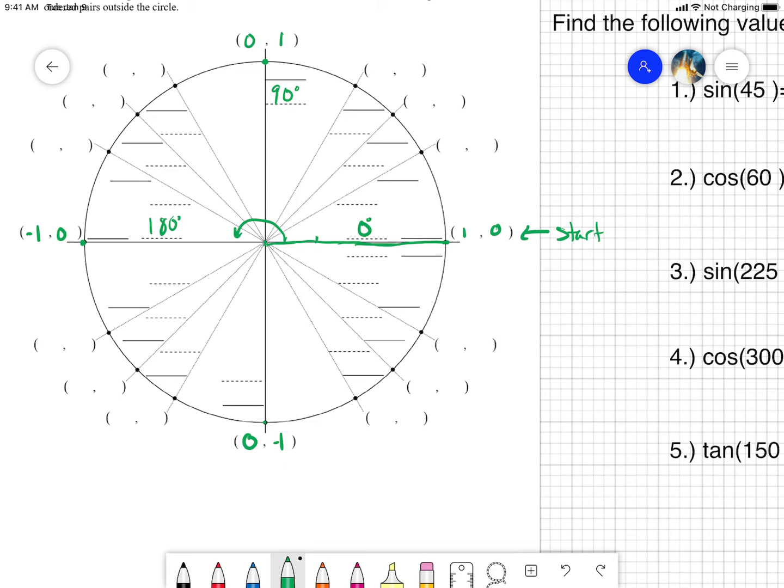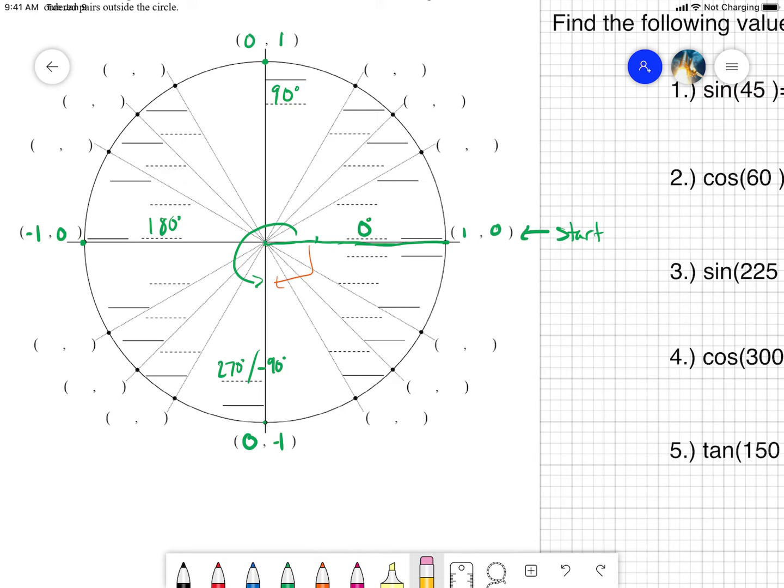So I've already opened up this way. And then if I go down to the bottom, right, I went 270 degrees. Right? Or another way of saying it is negative 90 degrees. Because I went 90 degrees in the opposite direction. Okay?